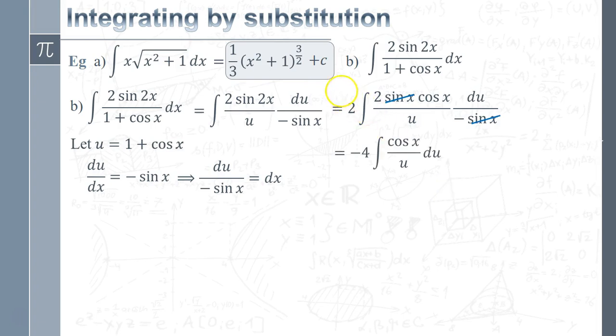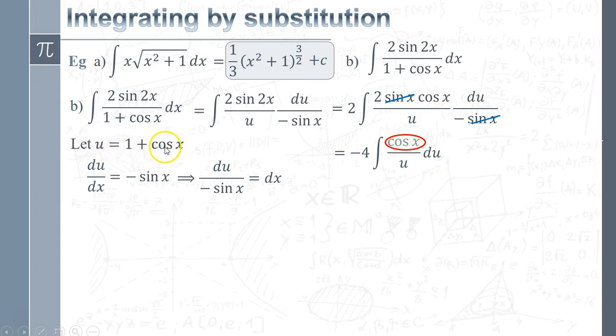Again, another little bit of tidying up. This 2 here has come out the front to make that 4. I've taken the minus sign, that's come out the front as well. And so the last thing we've got now is that cos x, still in terms of x, we need it in terms of u.